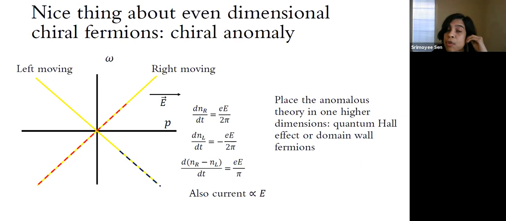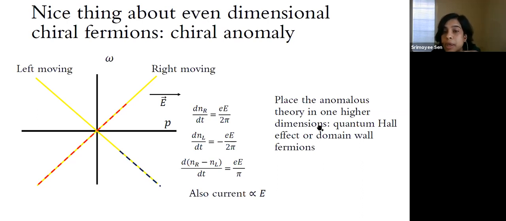Now, if you had a system where you had just a right moving or a left moving fermion, then you would in general be in trouble, because that theory when coupled to electromagnetism is inconsistent. Charge is not conserved, for example, because the right moving fermions keep going up in the presence of an electric field. So one way to make this theory consistent is to put this theory in a higher dimensional theory.